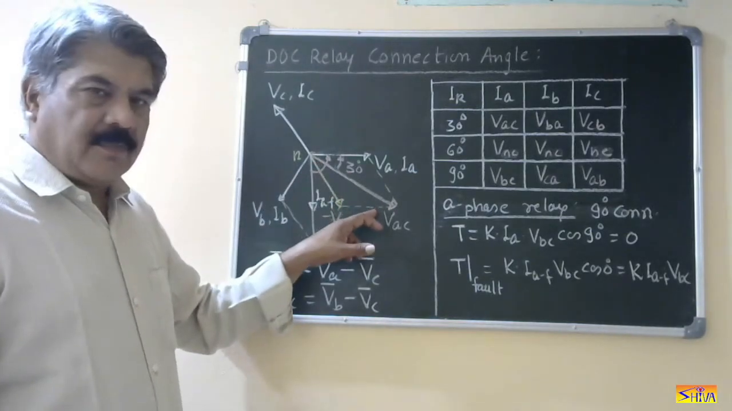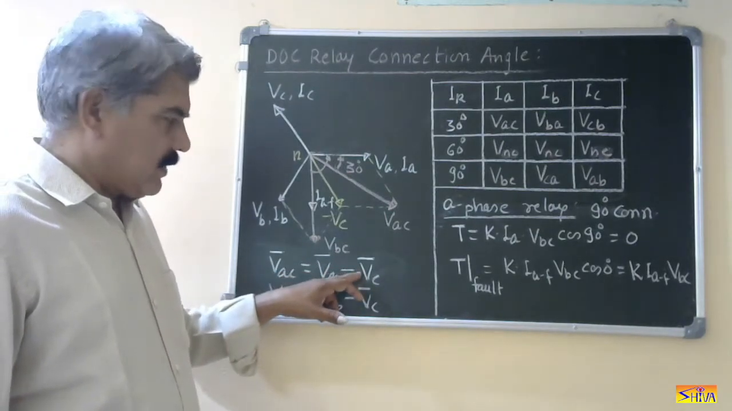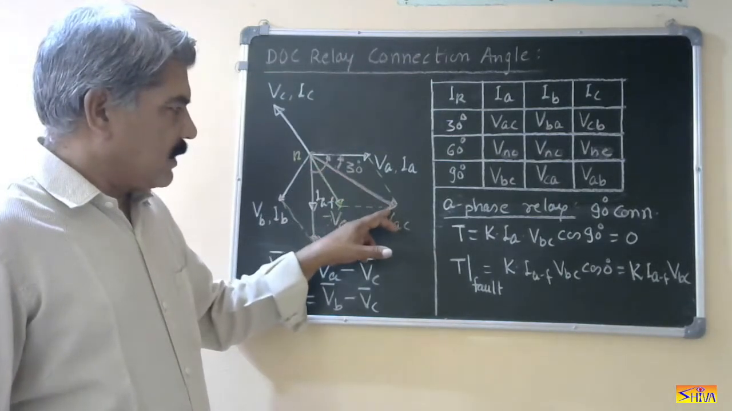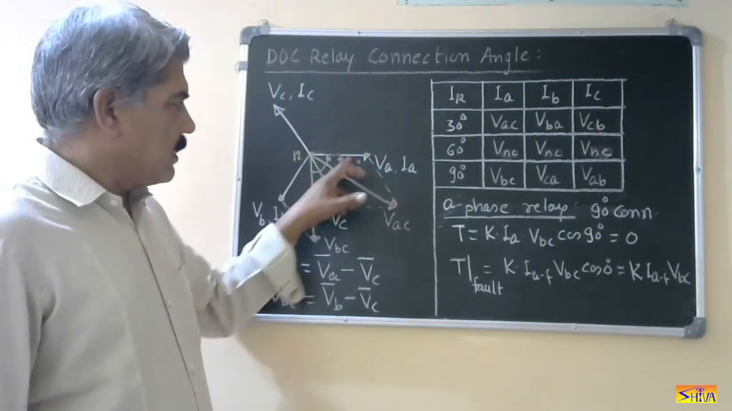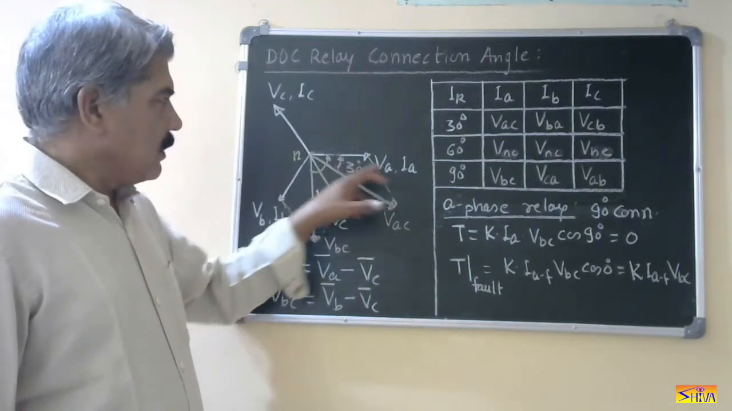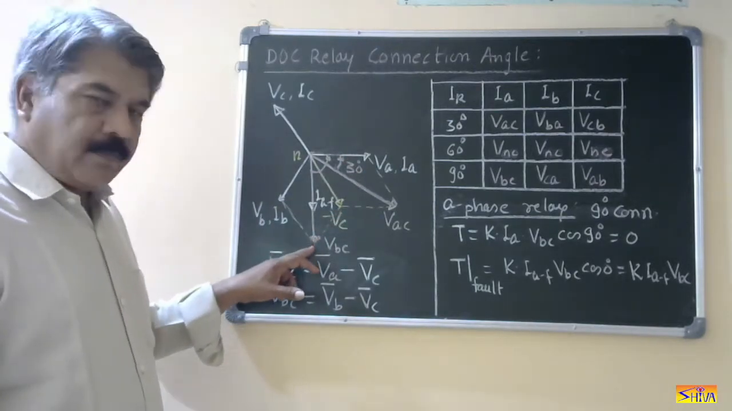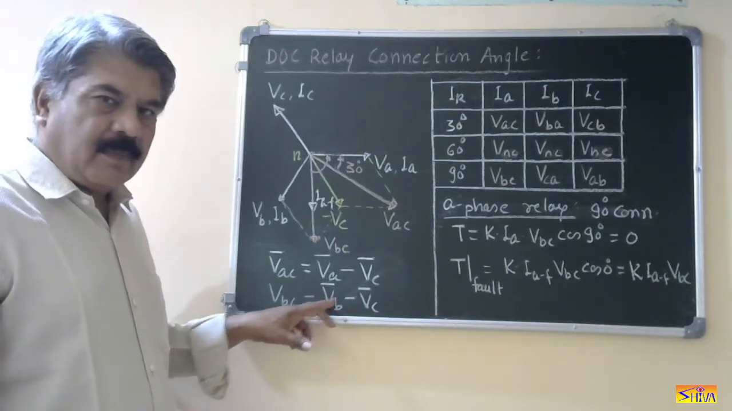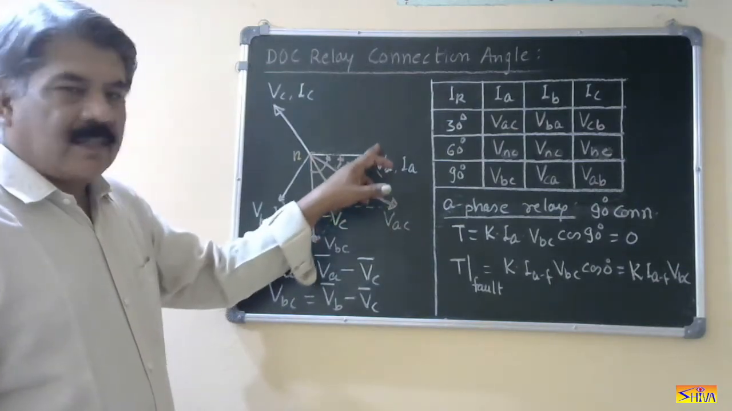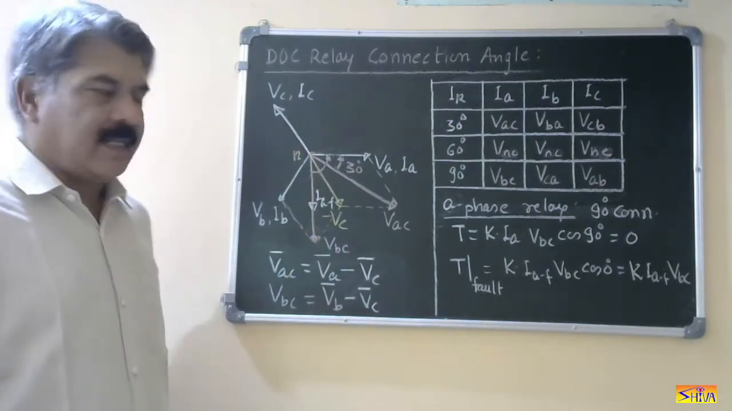If we take the phasor VAC, VAC is phasor VA minus phasor VC. So this is phasor VAC. The angle between this phasor VAC and IA is 30 degree. This IA is leading VAC by 30 degree. This IA is leading minus VC by 60 degree. Now phasor VBC will be VB minus VC. So this is phasor VBC. So this current IA is leading this voltage by angle 90 degree.